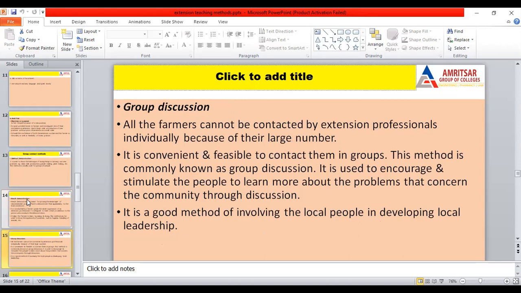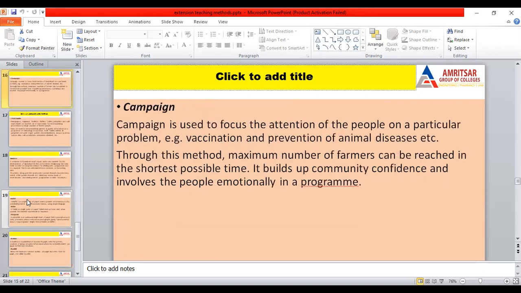Next method is group discussion. In a group discussion, there is a group of 20 to 25 people. In a large number, the extension worker cannot contact each member, but with group discussion they can easily contact the people, hear their problems and give solutions to them.